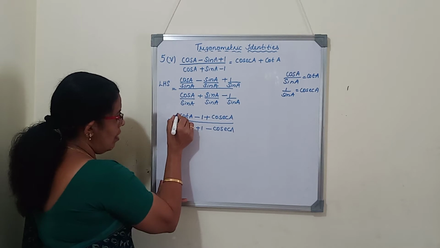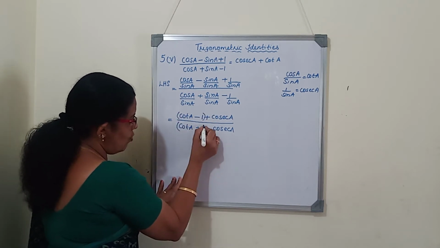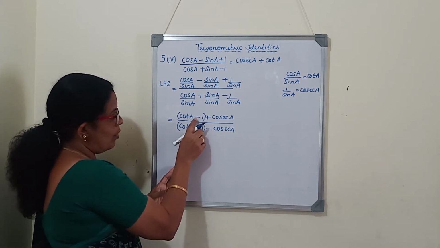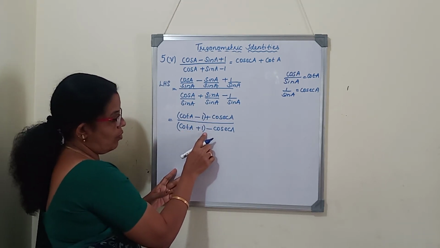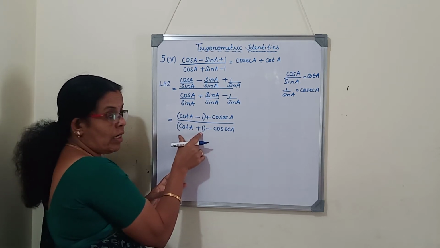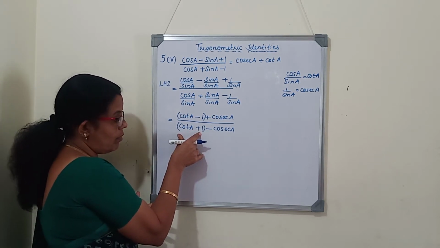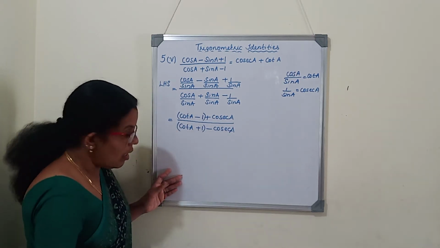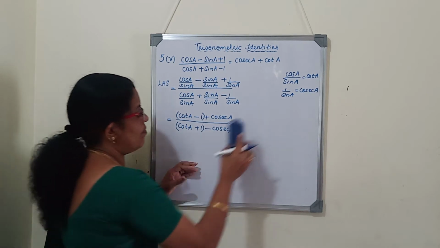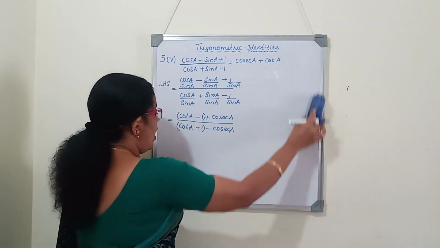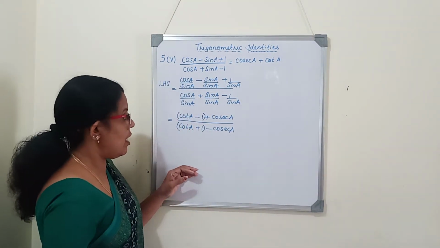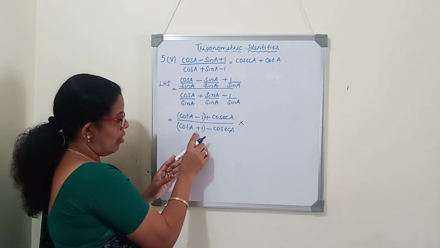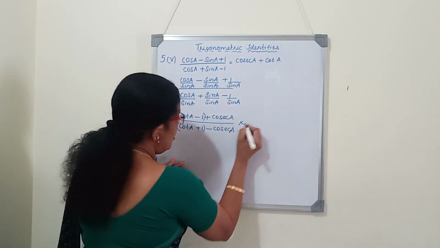Now we will consider cot A minus 1 as one term in the numerator, and in the denominator cot A plus 1 as one term. So now there are two terms in the denominator: the first term is cot A plus 1 and the second term is cosec A. Now we will rationalize the denominator, considering cot A plus 1 as one term. The conjugate or rationalizing factor of the denominator is cot A plus 1 plus cosec A.